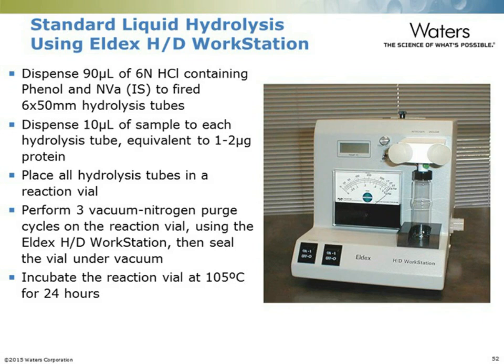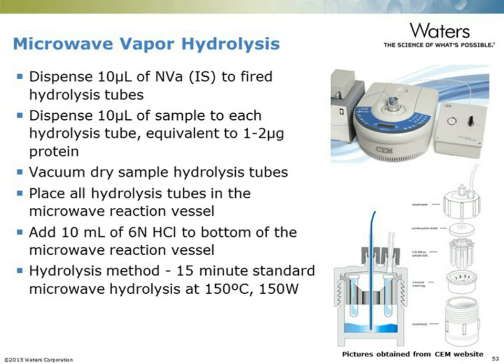You can use the same device for vapor phase hydrolysis. However, we've been investigating the use of microwaves as an alternative to the hydrolysis procedure. We can do microwave as a vapor phase procedure where we put the sample into the same 6 by 50 millimeter vials and dry the sample into the hydrolysis tube. We then place in the volume of the larger hydrolysis vessel, the 6 normal HCl, and turn on the microwave.